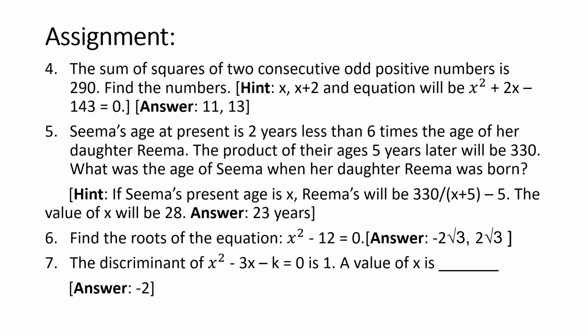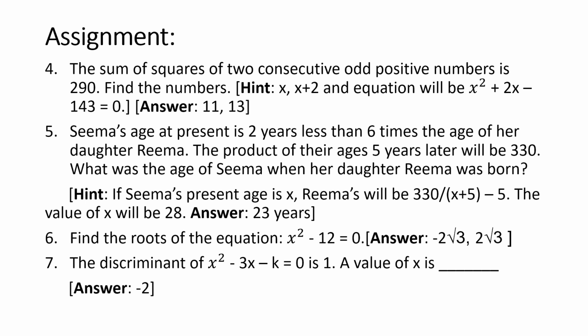5. Seema's age at present is 2 years less than 6 times the age of her daughter Rima. The product of their ages 5 years later will be 330. What was the age of Seema when her daughter Rima was born? Now we have to solve this with the help of quadratic equations.